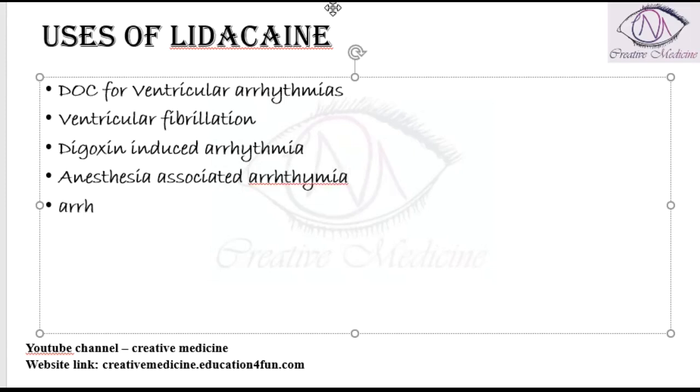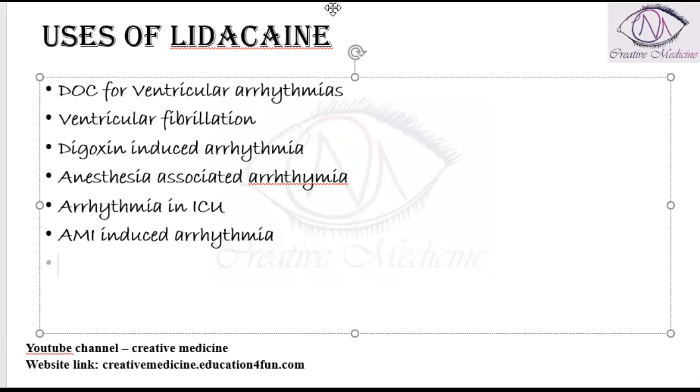Lidocaine is also used in arrhythmias which are seen in ICUs. Lidocaine is used in acute myocardial infarction induced arrhythmias. So lidocaine can be used in many types of arrhythmias. Lidocaine is actually the drug of choice for termination of ventricular tachycardia, and it can be used for prevention of ventricular fibrillation also.